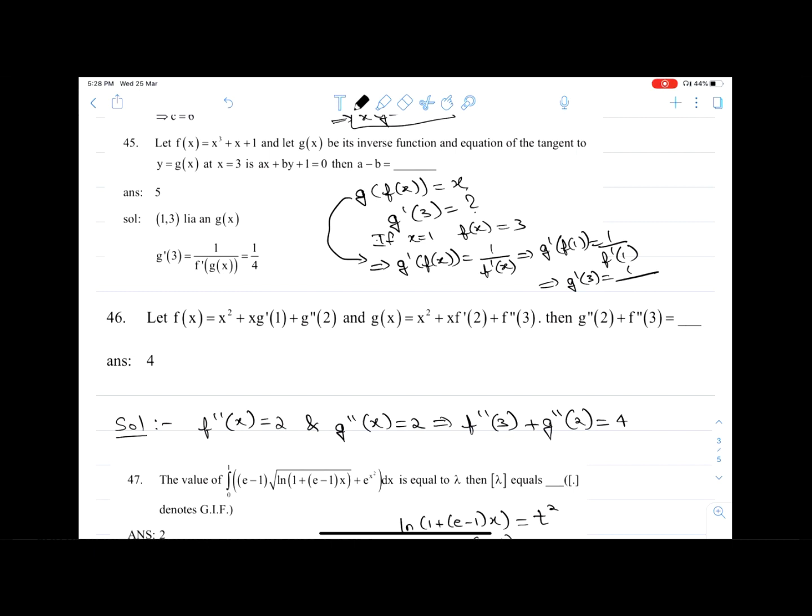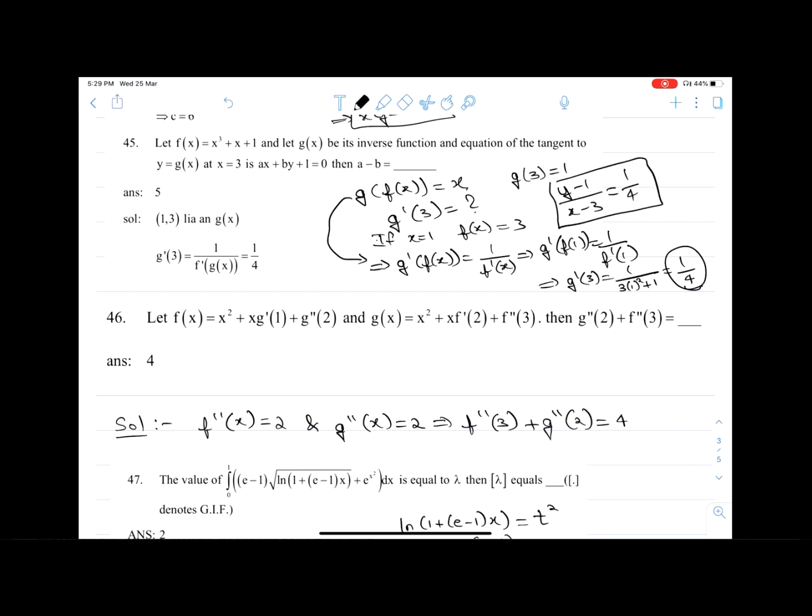f dash of 1 is nothing but, again, 3x square plus 1. So 3 times of 1 square plus 1. This will be 1 by 4. So I know the slope. I know a point on it as g of 3. What is g of 3? 1, because g of f of 1 is equals to 1. So y minus 1 by x minus 3 is equals to 1 by 4 is the tangent equation.